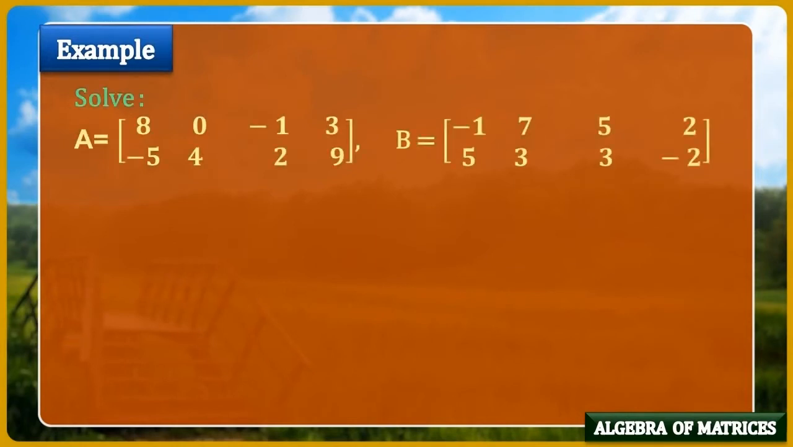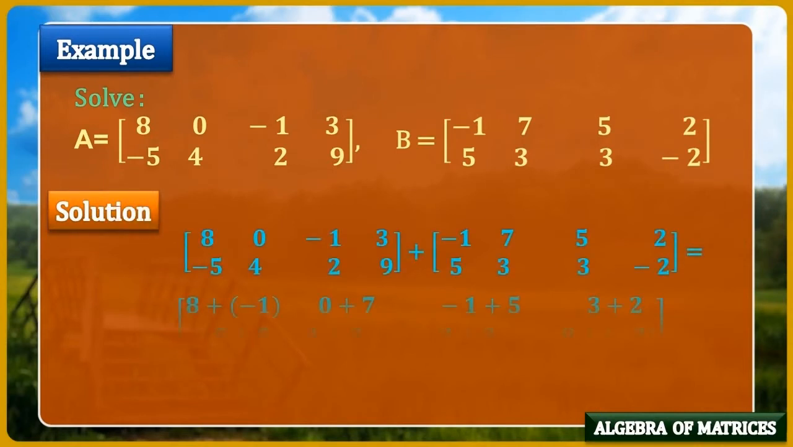For example, add the matrix A and the matrix B. Solution. As we have been given the elements of matrix A and matrix B, which are of order 2 by 4, after adding these two, we have the following result, and the resultant matrix is also of order 2 by 4.